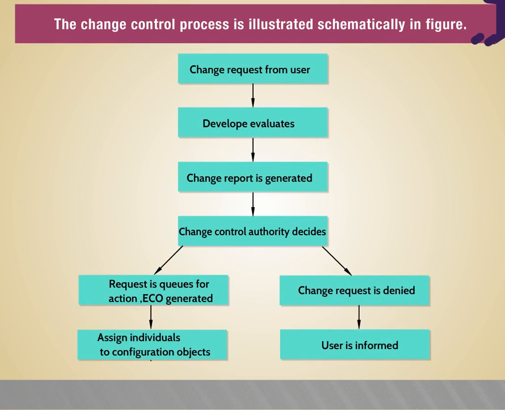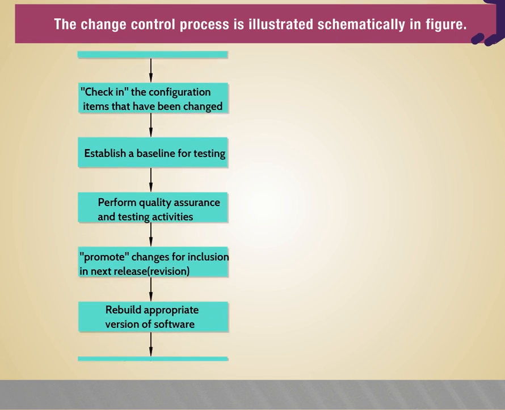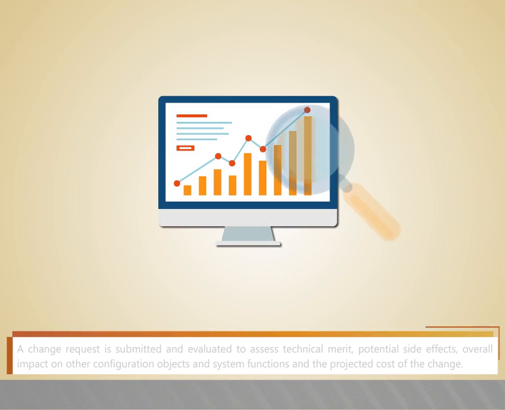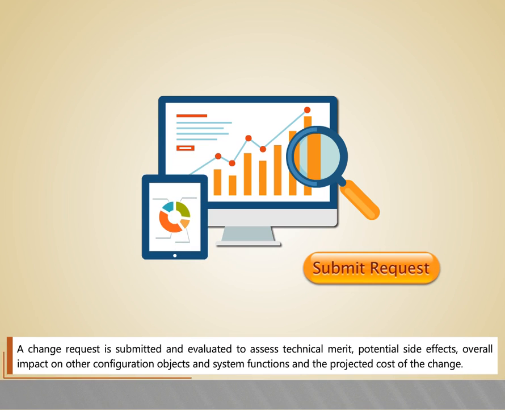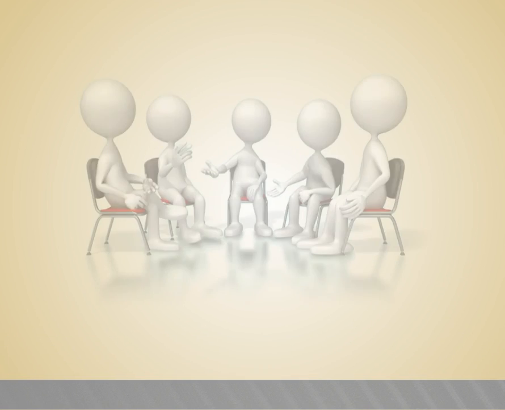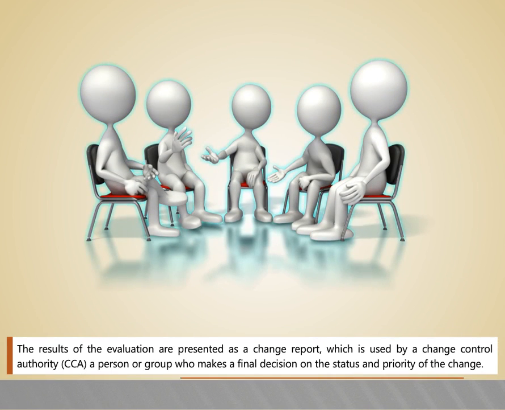The change control process is illustrated schematically in the figure. A change request is submitted and evaluated to assess technical merit, potential side effects, overall impact on other configuration objects and system functions, and the projected cost of the change. The results of the evaluation are presented as a change report, which is used by a change control authority, CCA, a person or group who makes a final decision on the status and priority of the change.